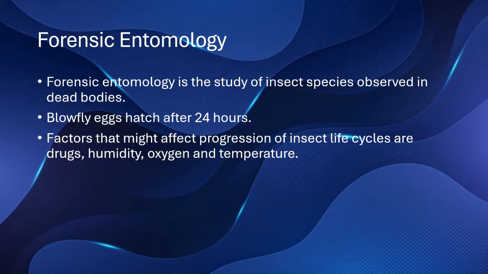So, forensic entomology is the study of insect species observed in dead bodies. Blowfly eggs hatch after 24 hours. Factors that might affect progression of insect life cycles are drugs found in the body, humidity, oxygen, and temperature. So this is another route you can look into if you want to estimate the time of death.